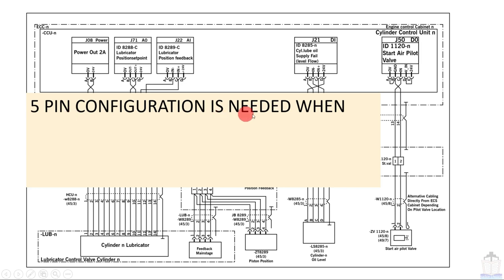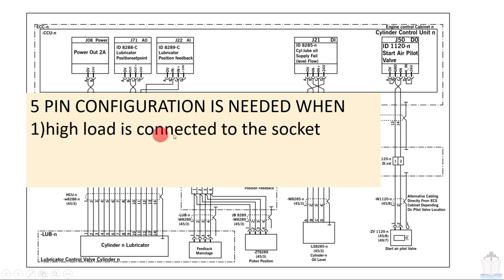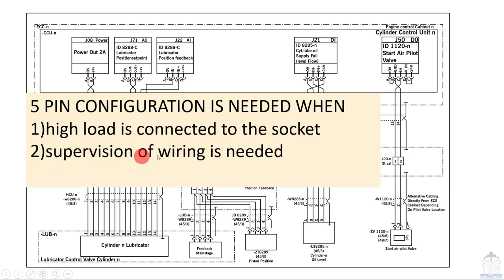The 5 pin configuration is used when a high load is connected to the socket. Second, supervision of wiring is needed, meaning if you want to supervise this wiring, whether it is disconnected or not, then you need to have a 5 pin configuration. It can also be done in a 4 pin configuration, but the 5 pin configuration is better than the 4 pin configuration in terms of supervision of wiring.